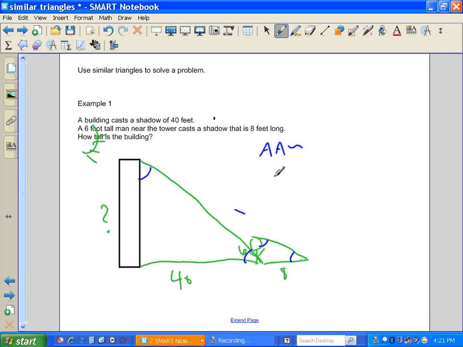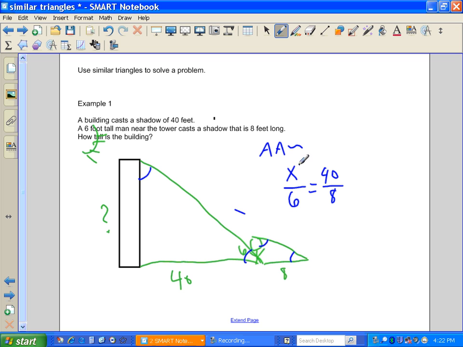So that means we can set up a proportion. So if we want to know what the height of the building is, x, well, that x is going to match up with the height of the man, 6, and the length of the shadow, 40, is going to match up with the other shadow, 8.